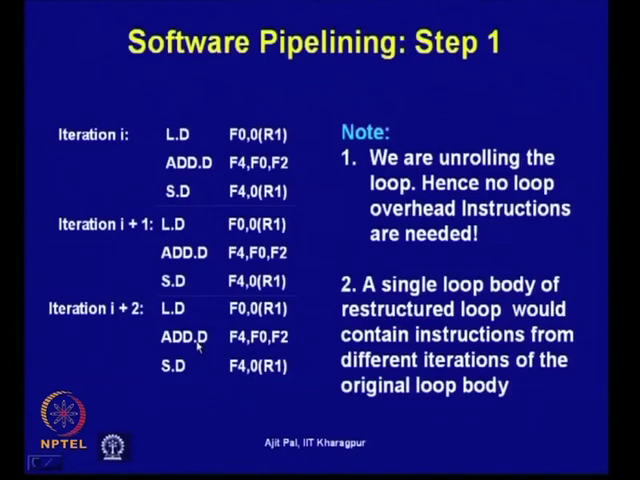And now, as I mentioned, the loop body is unrolled three times. So, you have got three instructions, and the first three instructions belong to iteration I, the second three instructions belong to iteration I plus 1, and the last three instructions belong to iteration I plus 2. Of course, whenever loop unrolling is done, the loop overhead instructions are not needed, so the two instructions present here have been removed, and the single loop body of the restructured loop would contain instructions from different iterations of the original loop body.